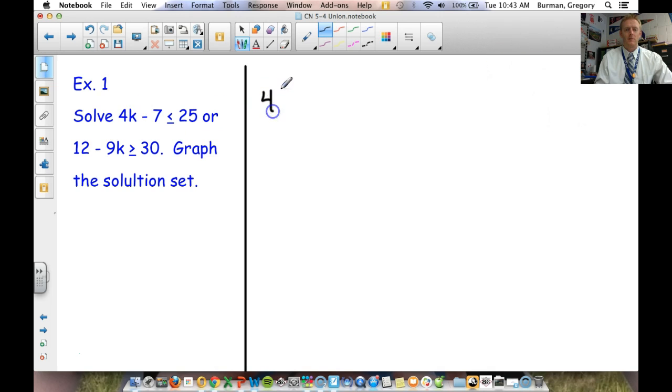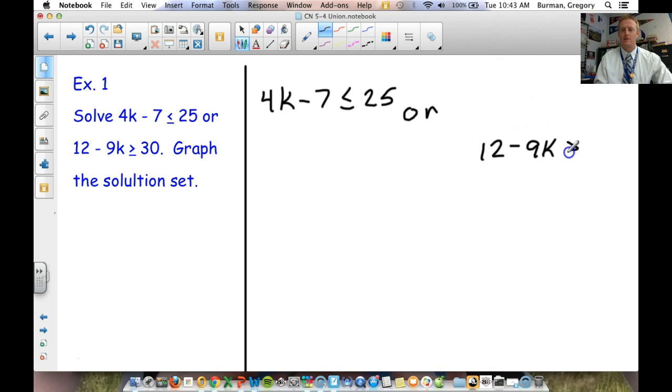All right, example number 1. Solve 4k minus 7 is less than or equal to 25. Or, we'll do this one over here, give it a little bit of space. 12 minus 9k is greater than or equal to 30. So we'll get started here.